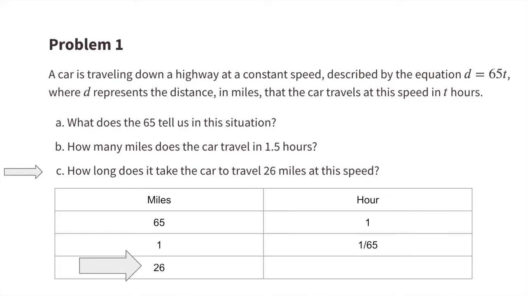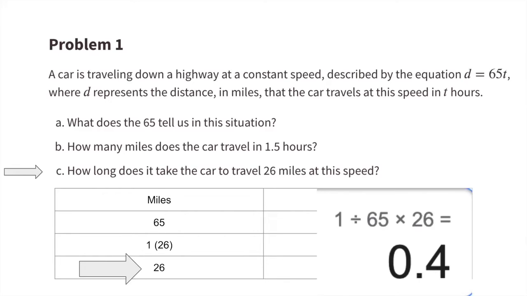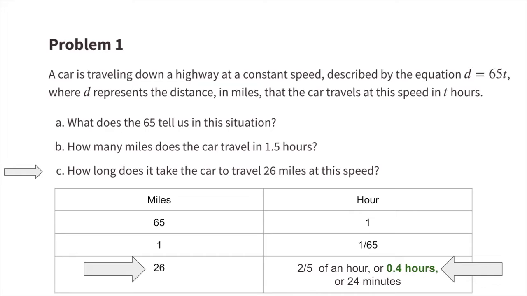To turn the 1 mile into 26 miles, we need to multiply the 1 times 26. And since we've multiplied 1 mile times 26, we need to multiply 1/65 of an hour times 26. And 1/65 of an hour times 26 is the same as 1 divided by 65 times 26, which is 4/10. It would take a car traveling at this speed 4/10 of an hour to travel 26 miles. 4/10 is equivalent to 2/5 or 24 minutes.